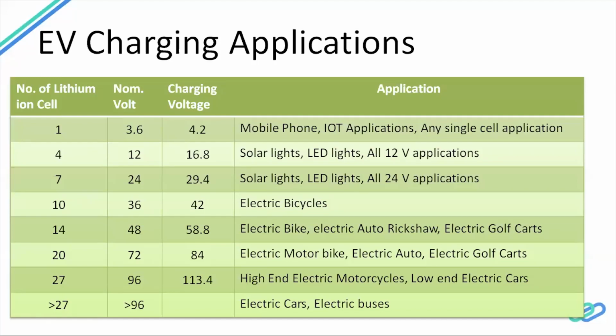Then if we check, now the transportation starts after 36 volts. So basically the first transport vehicle, if I say, is the electric bicycle.